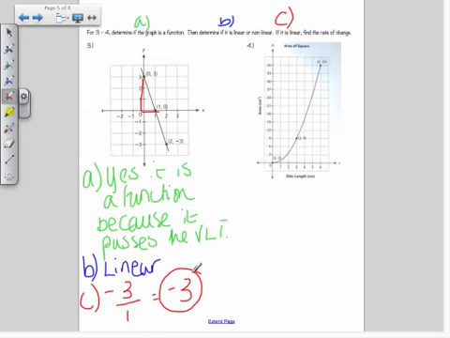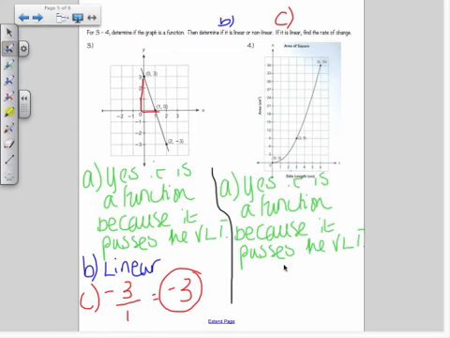All right, so let's look at question 4. Number 4, determine if it's a function or not a function. You try it yourself, see what you get, and then compare with me. Okay, so if I were to draw vertical lines through my function right here, each vertical line will only intersect once, which means that it is a function, so it's the same thing. A, yes, it is a function because it passes the vertical line test.